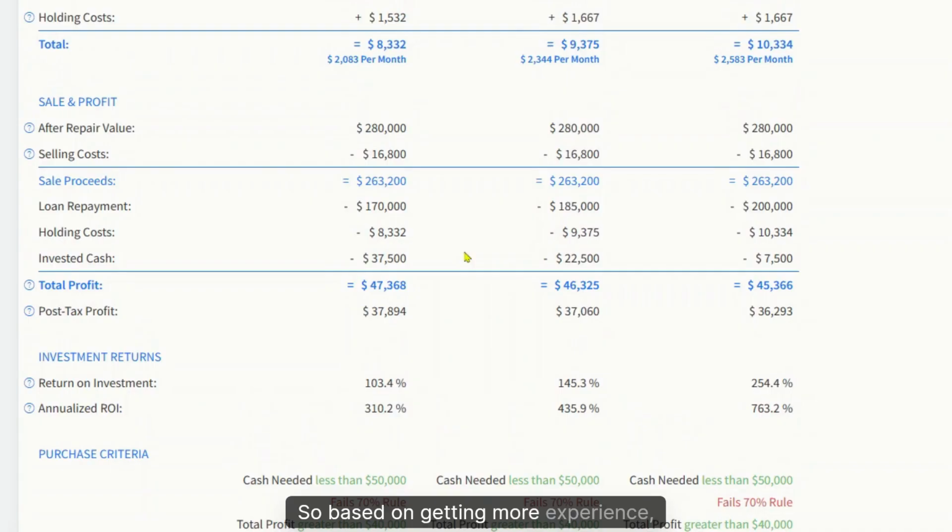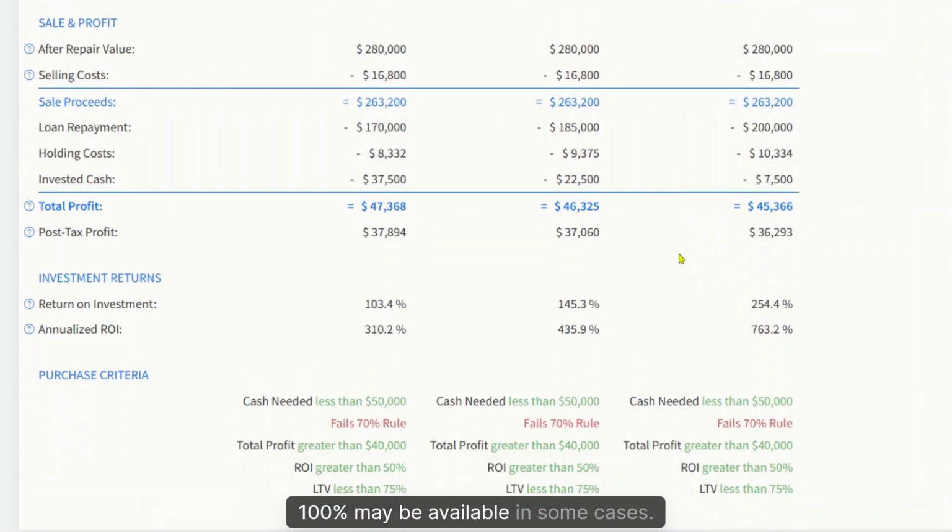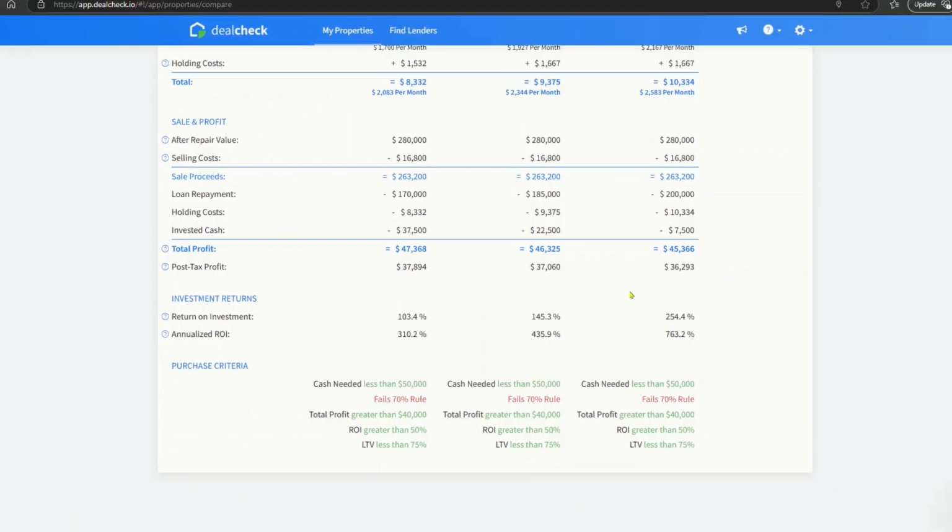So based on getting more experience, you can move to the right of this, and then on certain programs, 100% may be available in some cases. So I would definitely consider looking at the higher leverage case. This is not apples to apples. You will pay a little bit more, but look at the power you can have to scale your investment.